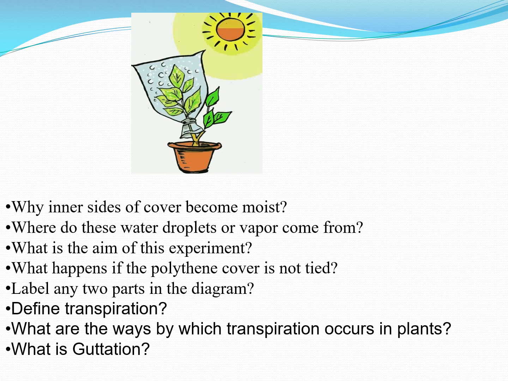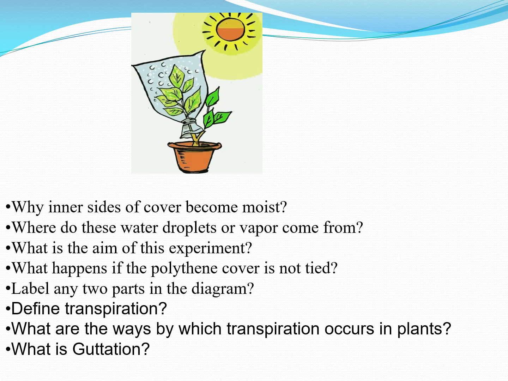Next, what is the aim of this experiment? To show transpiration. Next, what happens if the polythene cover is not tied? Water vapor is carried by wind and droplets are not formed on inner side of the cover. Next, label any 2 parts in the diagram. Polythene cover, leaves, droplets, water droplets.